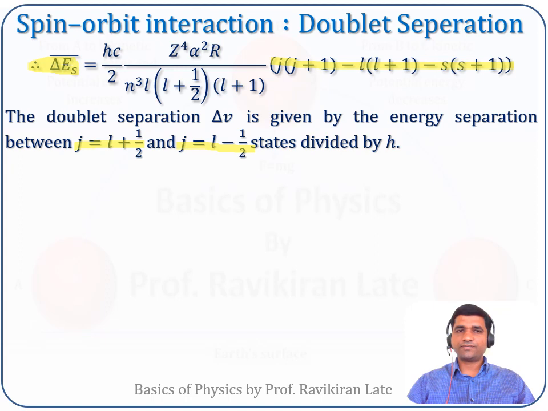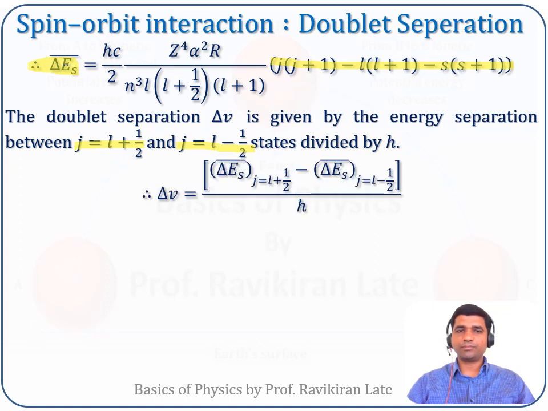So this doublet separation frequency we will be calculating by delta nu equal to the energy for the first state, which is J equal to L plus half, minus the energy for the second state, for which J is equal to L minus half, divided by the Planck's constant. It will give us that doublet separation frequency.